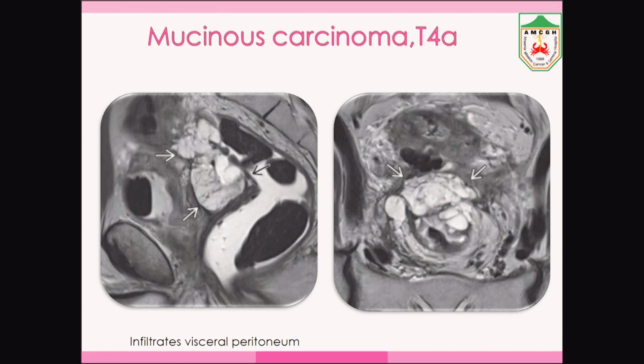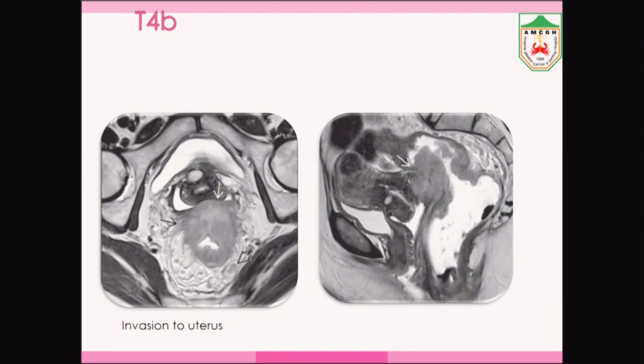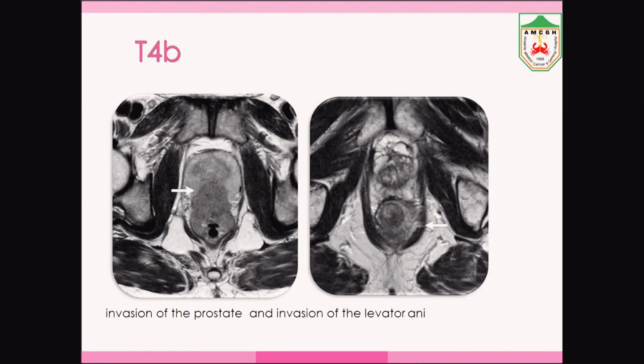This is the mucinous carcinoma, which invades the visceral peritoneum. It is stage 4A. Stage 4B is invading the adjacent structure, like in this case, this is the cervix, and here it is invading into the prostate.